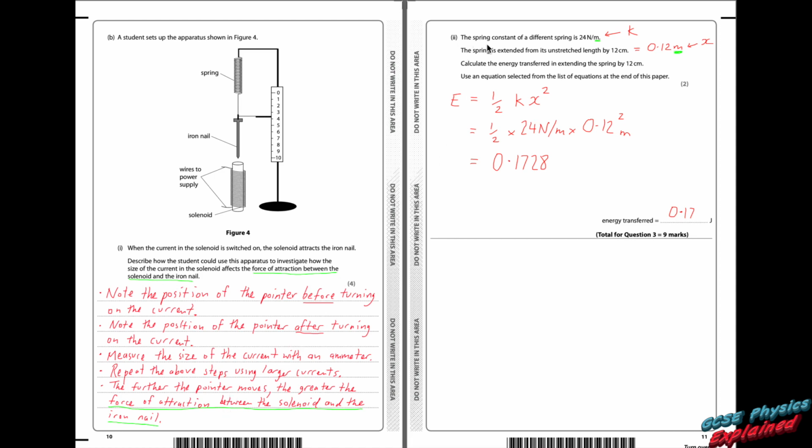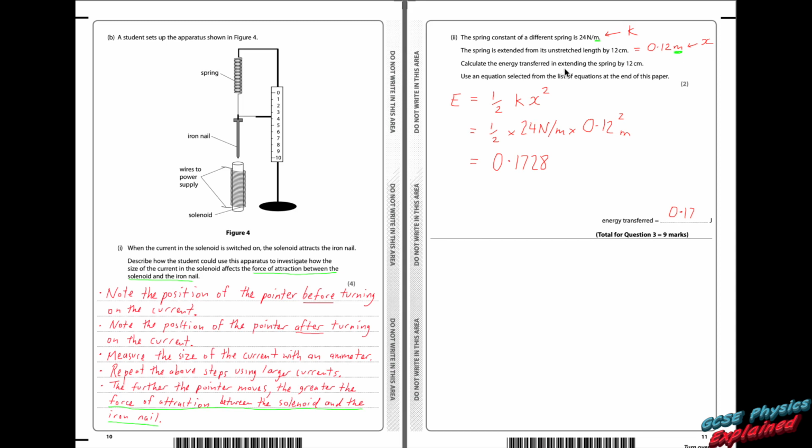Part 2. The spring constant of a different spring is 24 newtons per metre. That means you need to put 24 newtons on to make it stretch a metre. So that's our spring constant K. The spring is extended from its unstretched length of 12 centimetres. Now if that's in metres, we need to convert this into metres as well. So 12 centimetres is 0.12 metres, and that'll be our extension X.